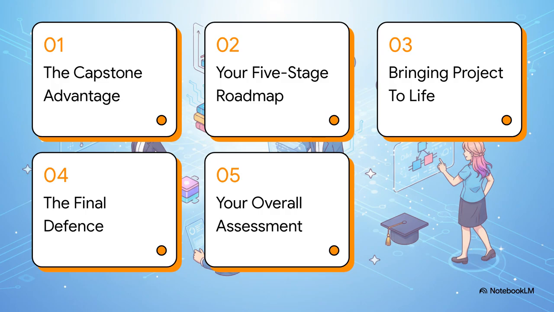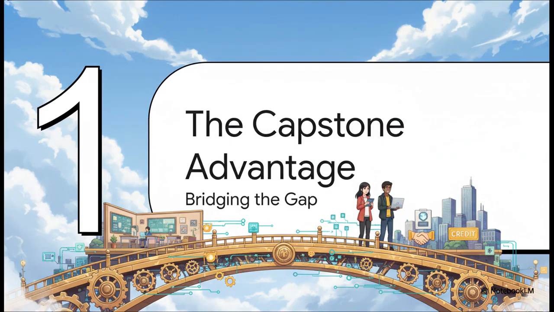Okay, so here's the game plan for today. First up, we'll talk about the capstone advantage. What's in it for you? Then we'll get into the nitty-gritty with your 5-stage roadmap. After that, we'll cover how you're bringing the project to life, what to expect for the final defense, and we'll wrap it all up with your overall assessment. Let's get started. All right, first up, the capstone advantage.